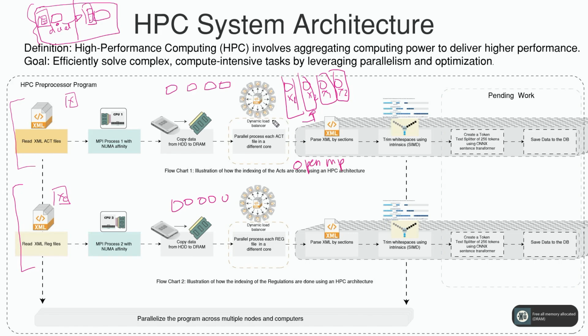So in a high-level overview, we're basically dividing the files among different cores, and in each core we are parsing the XML data by sections, and here we're using an instruction set called single instruction multiple data. In this particular context, we're using AVX512, and we want to clean up the strings.